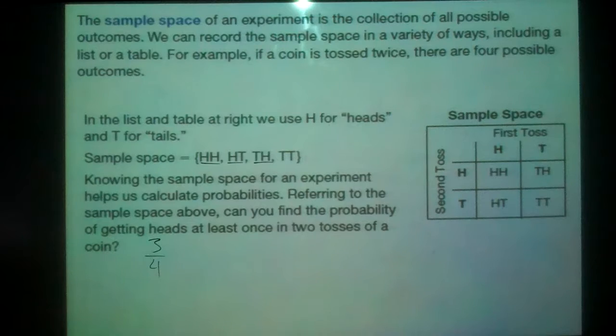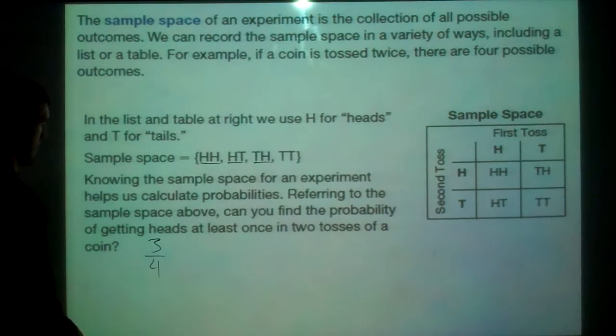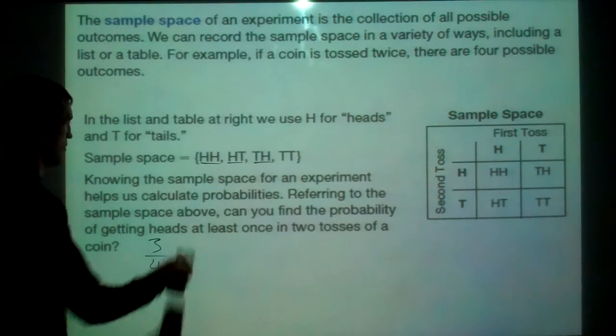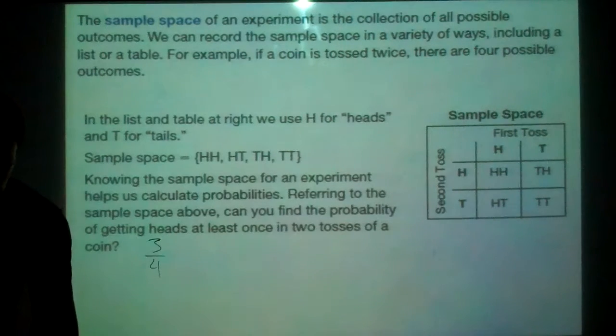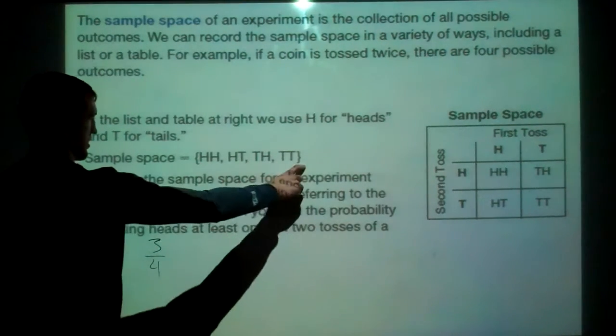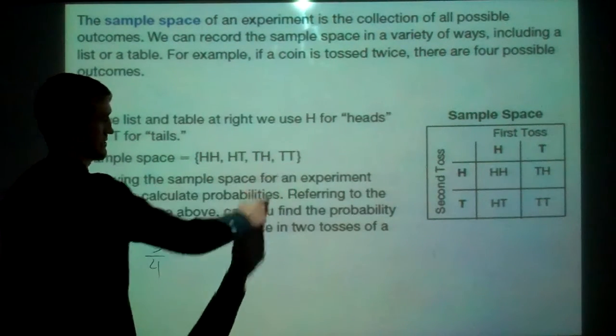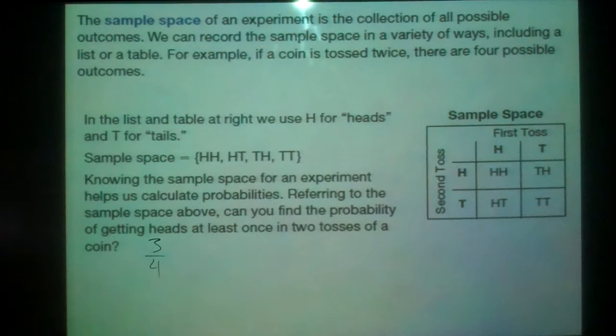Alright. This is a table that could be used. I do things a little bit differently, which I'll show you in a second. And just so we know, sample space is always written out with your total outcomes listed here, and then the brackets on either side to show that that's your sample space.